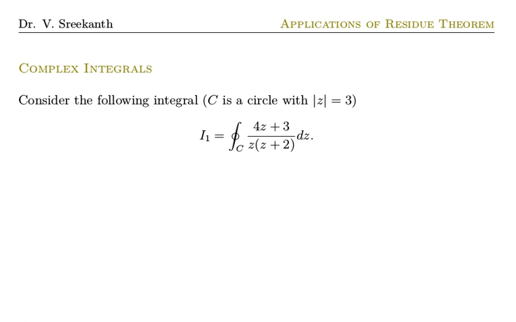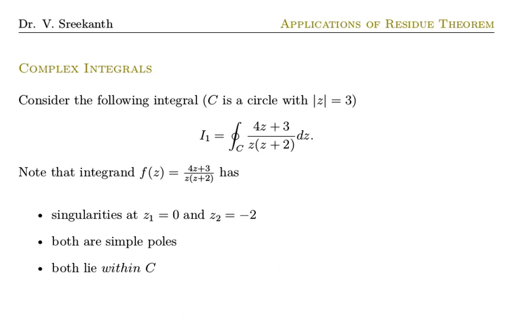Consider an integral of the type I1, which is the closed integral of (4z plus 3) by z times (z plus 2) dz. Now the path C, say it is a circle with a radius 3. This is a pretty simple integral, except that the curve C is a circle of radius 3, and you can see that the function has two simple poles, one at z equal to 0 and one at z equal to minus 2, right? And you can see that both of them lie within C, right?